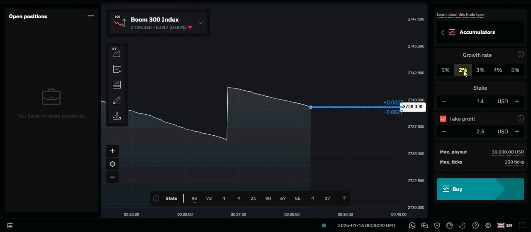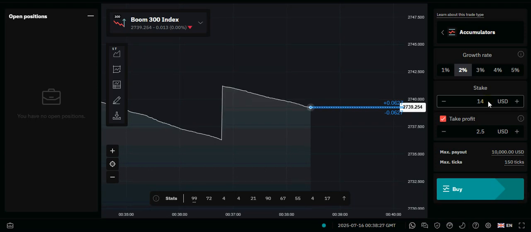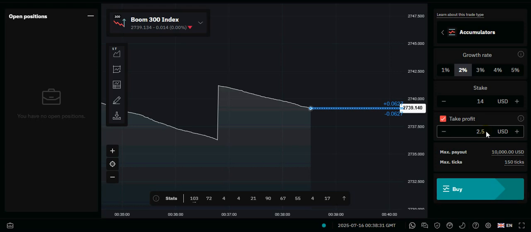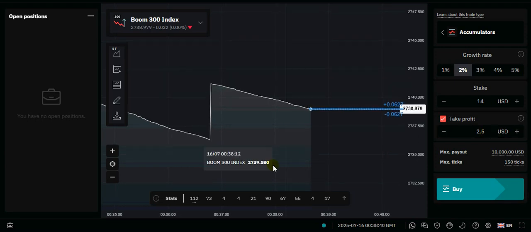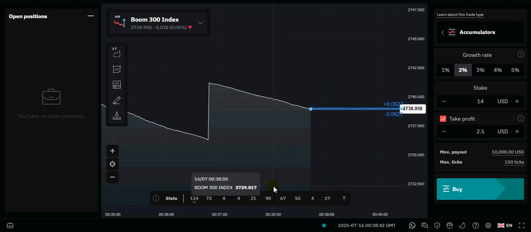Set this to 2%. Set this to 14. It depends on how much you want to stake. You can stake high, but I'm staking 14 right there. And set the take profit to 2.5 USD. We're going to trade like 4 or 5 times once it resets, and when it resets, I'm going to show you it's going to start from zero again.